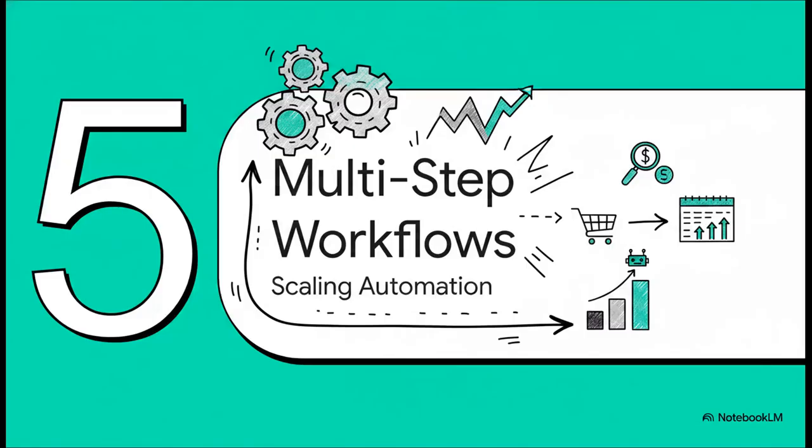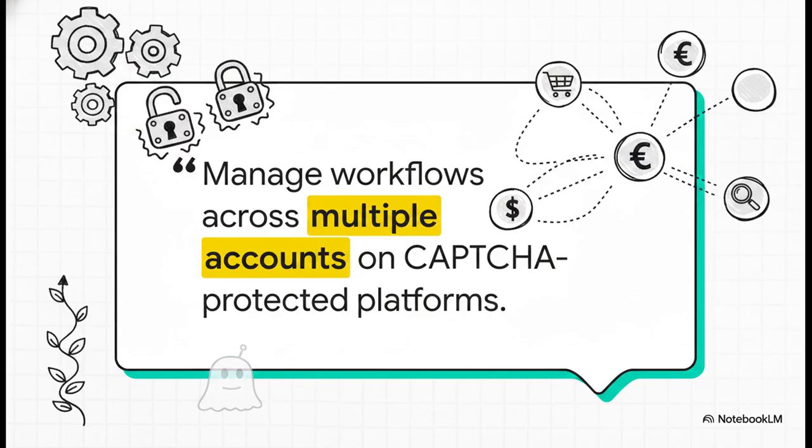And finally, Section 5, Advanced Multi-Step Workflows. The source material makes a really crucial point here about scaling up. We're talking about managing workflows across multiple accounts on captcha-protected platforms at massive scale. This whole architecture we've been talking about isn't just for checking a single page's price. You can actually use it to automate complex logins, manage diverse accounts, and trigger multi-step actions across different sites all at the same time. It's about building a massive, validated workflow.